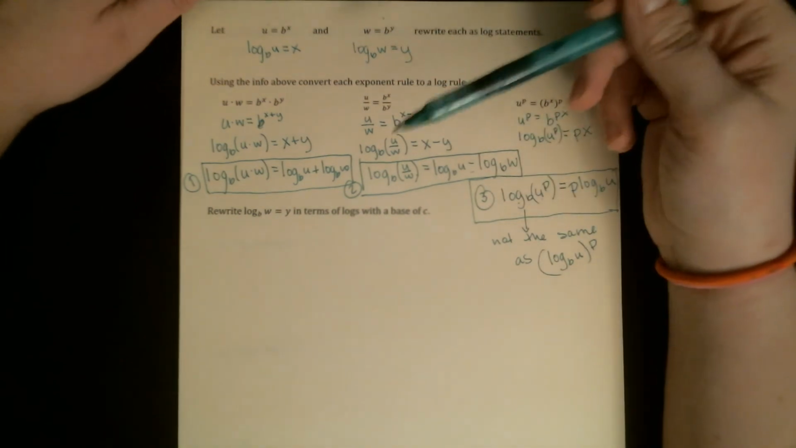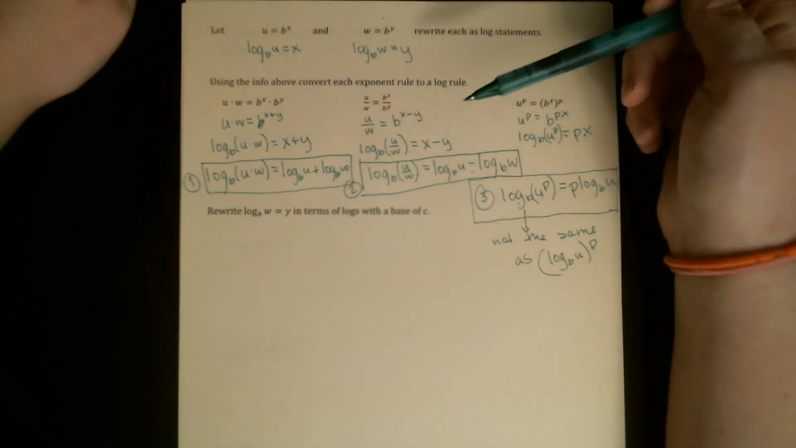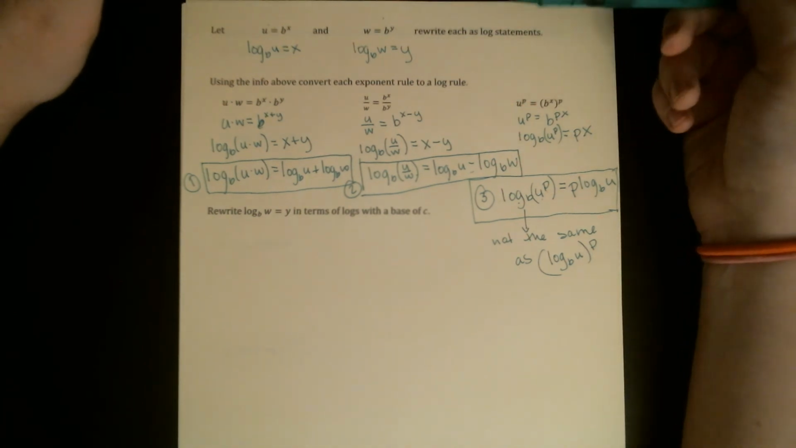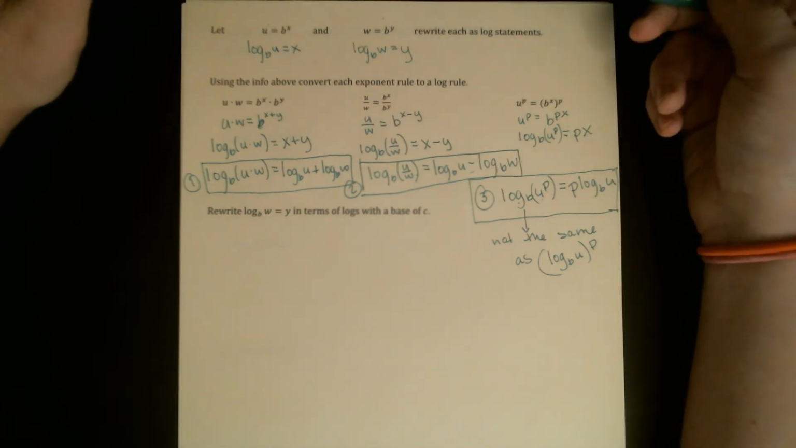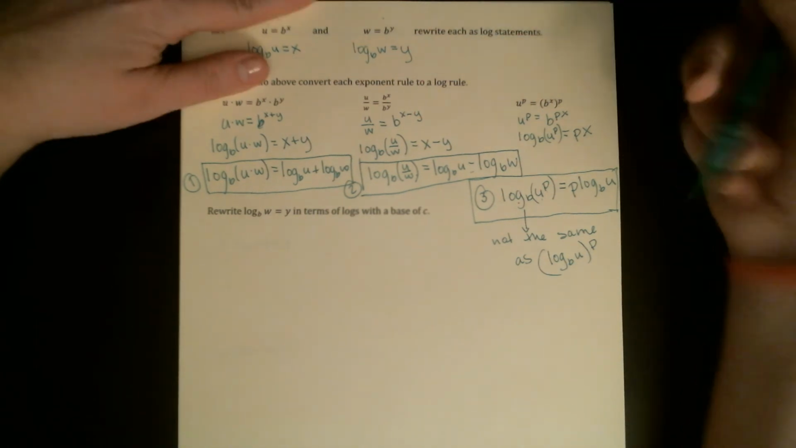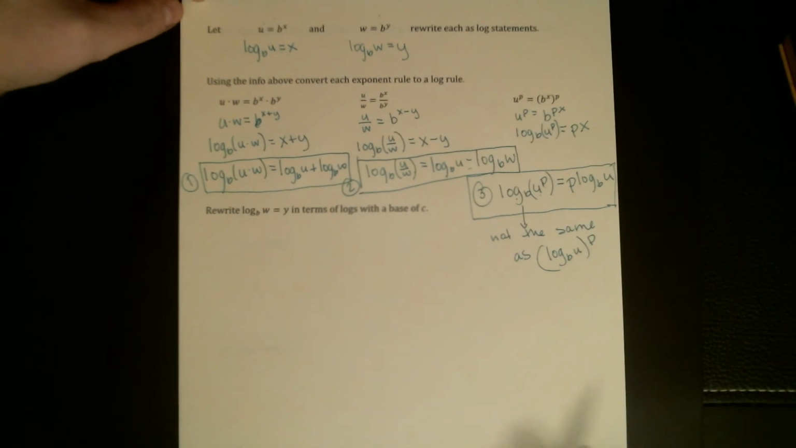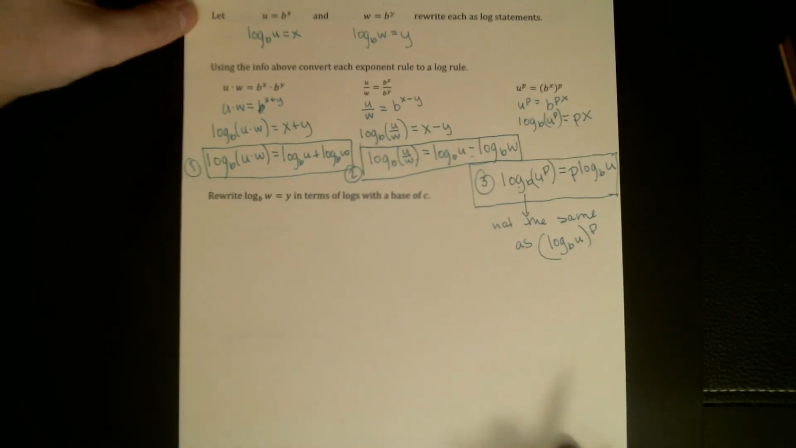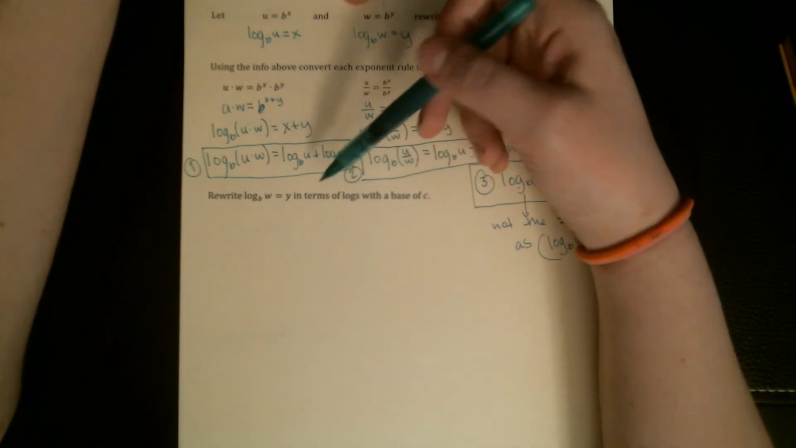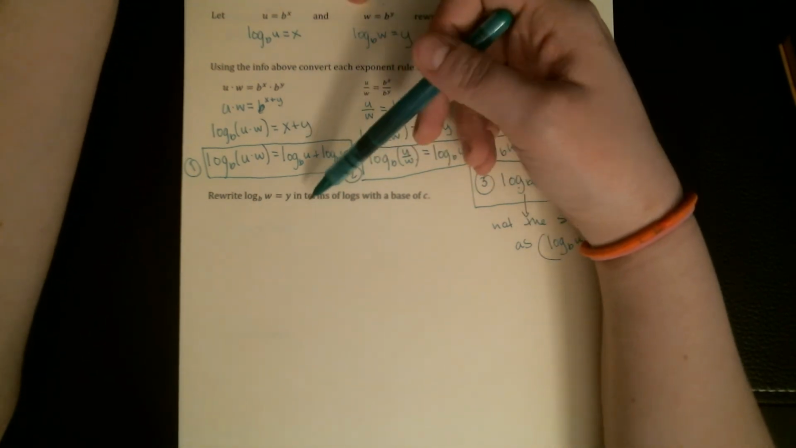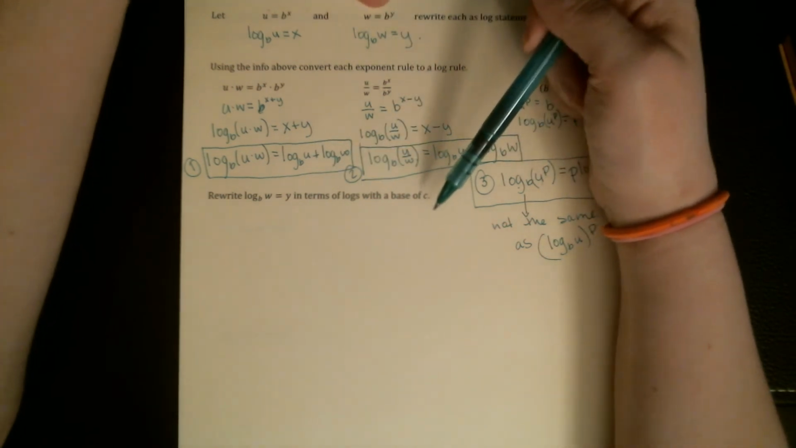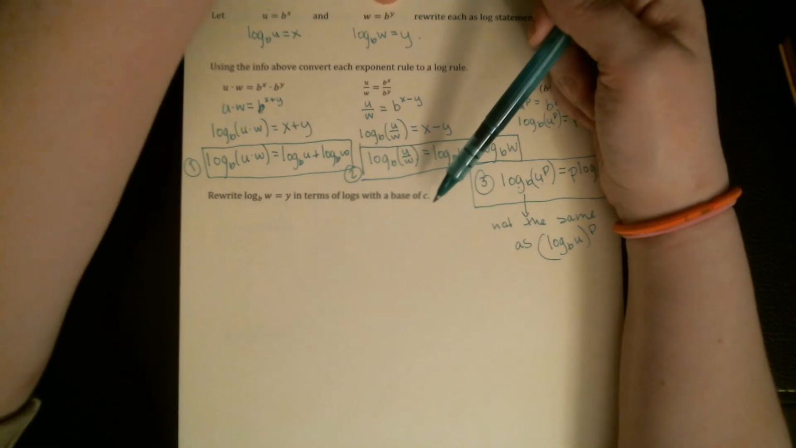We want to be able to change the base of our log. Sometimes we start with a log base 2 and we would rather have a log base 10. Sometimes we start with a natural log and we'd rather have a log base 5. So we want to be able to do that. So I'm going to start from scratch here. I'm going to say that the log base b of w equals y is the statement that I'm working with. And I don't want to just rewrite it in exponential form. I want to rewrite it with logs with a base of c. But my first step is still going to be to rewrite it in exponential form.